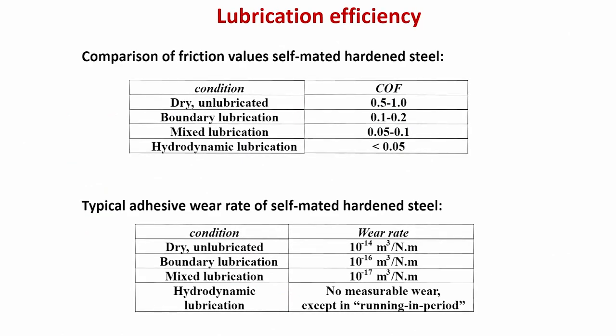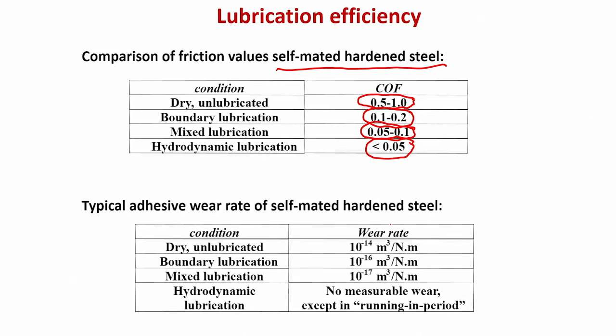Just a comparison of the friction values of typical lubricated and unlubricated conditions. Let us take the example of self-mated hardened steel. In the unlubricated conditions, it is 0.5 to 1. In boundary lubrication, it goes down to 0.1 to 0.2. So, as you see, in boundary lubrication, the coefficient of friction is substantially reduced. In mixed lubrication, it is even lower, 0.05 to 0.1, and in hydrodynamic lubrication, it is even going down to 0.05, okay.